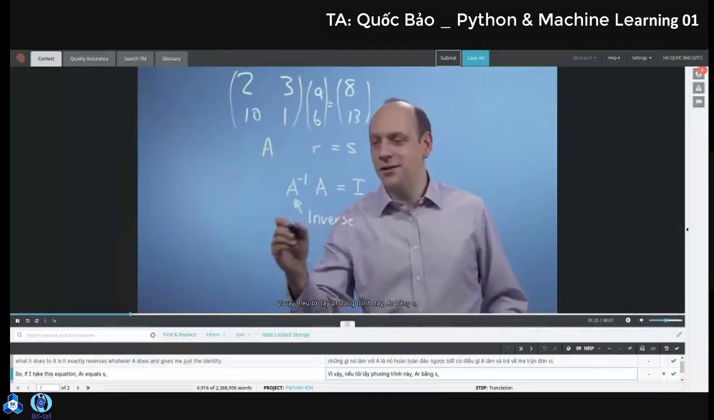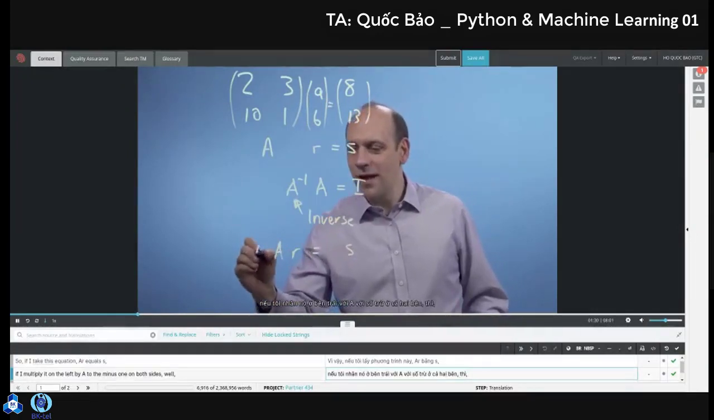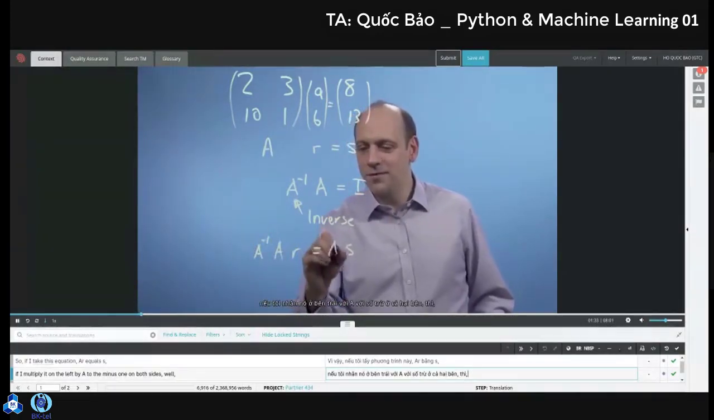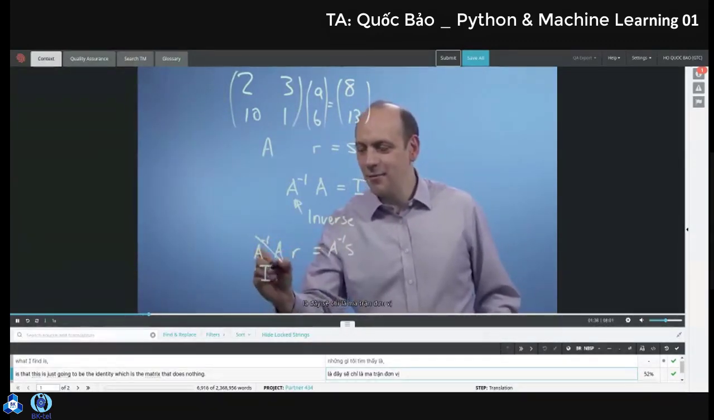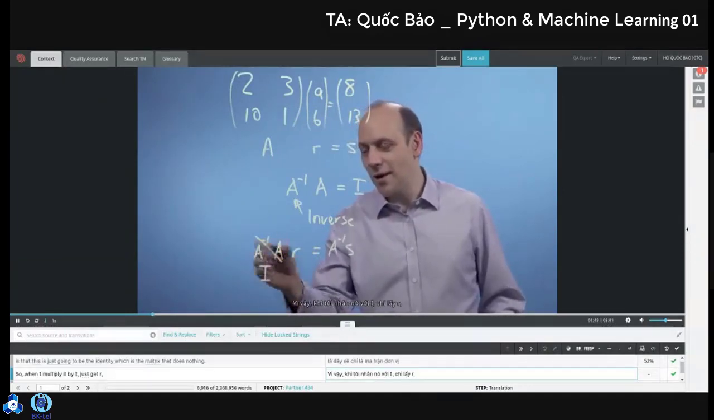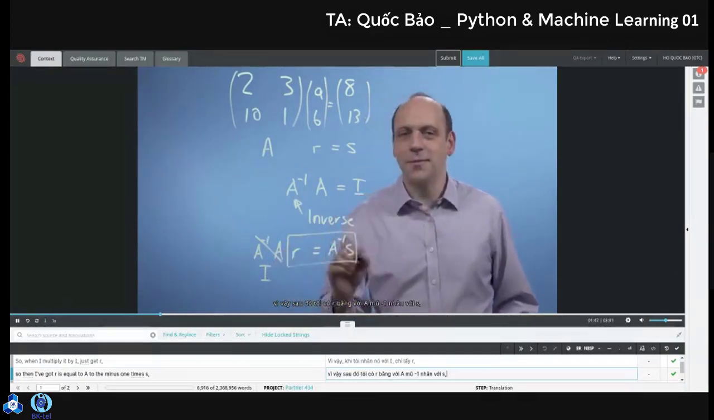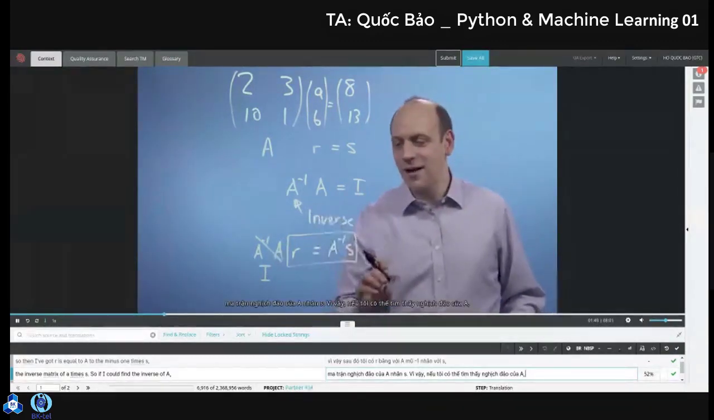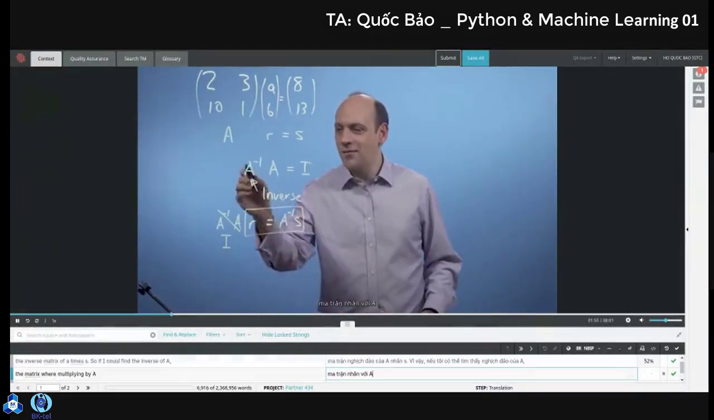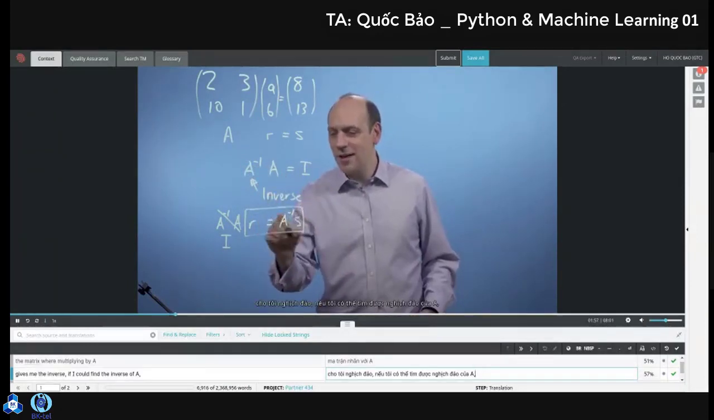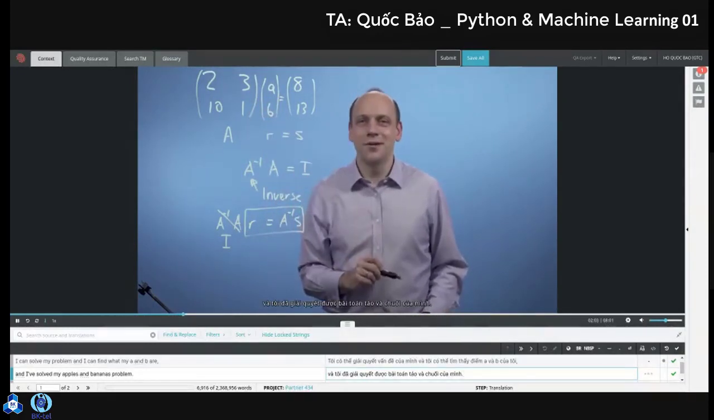So if I take this equation, AR equals S, and multiply on the left by A to the minus 1 on both sides, what I find is that this is just going to be the identity, which is the matrix that does nothing. So when I multiply the identity by R, I just get R. So then I've got R is equal to A to the minus 1 times S, the inverse matrix of A times S. So if I can find the inverse of A, I can solve my problem, and I can find what my A and B are, and I've solved my apples and bananas problem.